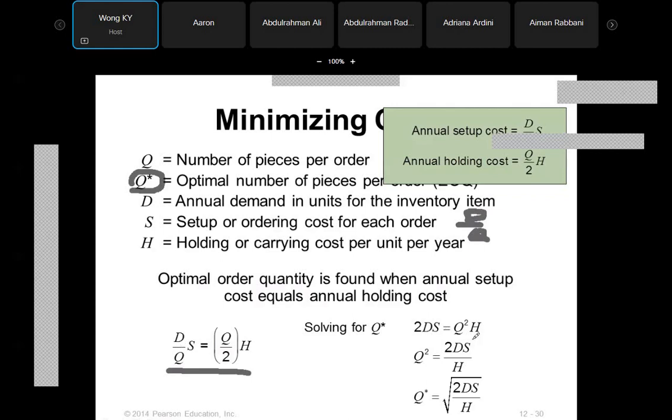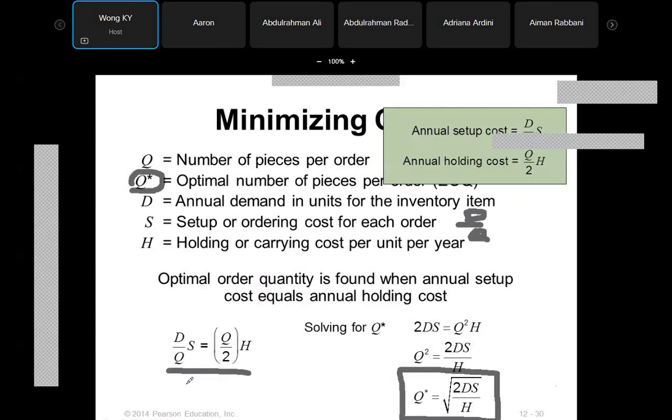Okay, so rearrange this, it becomes 2DS equals to Q squared H. So rearrange it again, Q squared equals to 2DS divided by H. And eventually we can find the value of Q star. Q star is just square root of 2DS per H. So please remember this. This is the formula that you have to remember. You will not be given it in the exam, because it's a very simple formula.